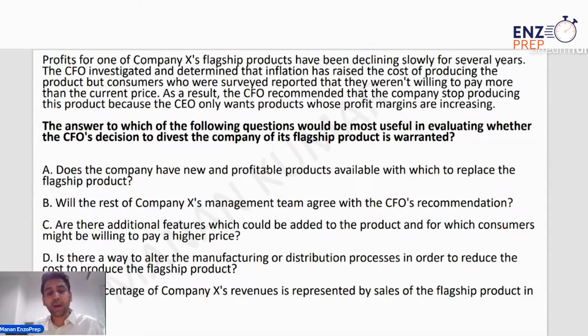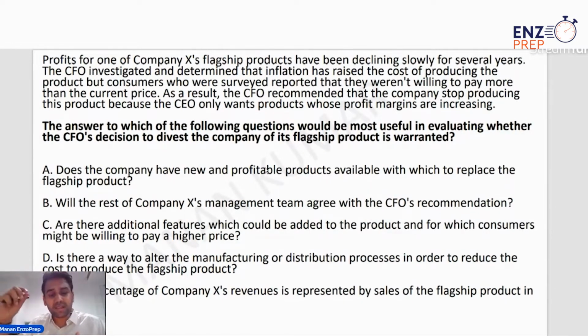Because if you were to add a feature, that could incur a cost of its own, right? And we don't know if the consumers are willing to pay as much as it takes to cover the cost of the feature, right? So even if you were to add a feature and people start paying you more, it doesn't mean the profit margins have to increase because we don't know if they're willing to pay you as much as it takes to cover the cost of the feature.